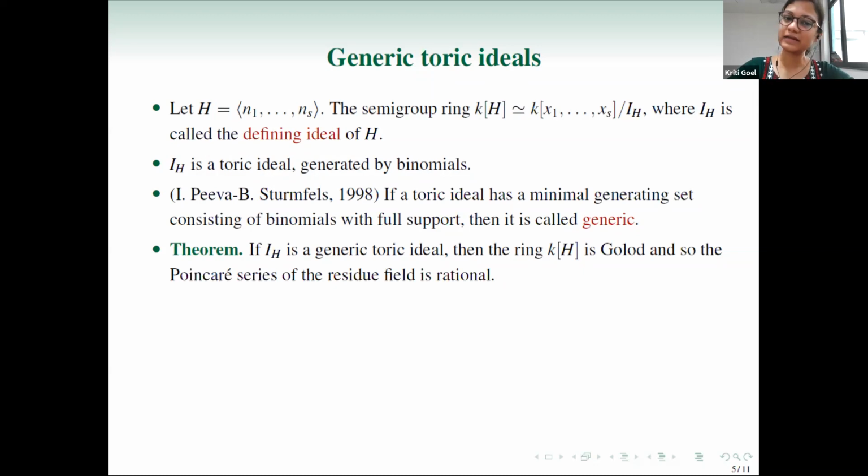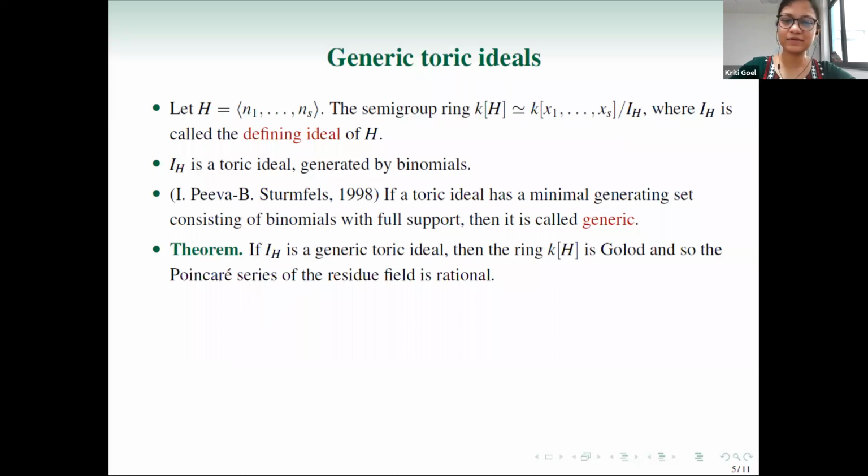This ideal is a toric ideal and is generated by binomials. And this term, generic toric ideals, was coined by Peeva and Sturmfels in 98. The way they defined it is as follows. If a toric ideal has a minimal generating set which consists of binomials with full support, that's how they defined it to be called a generic toric ideal. We just need one minimal generating set which consists of binomials having full support. And why is it important to study such a class of toric ideals?